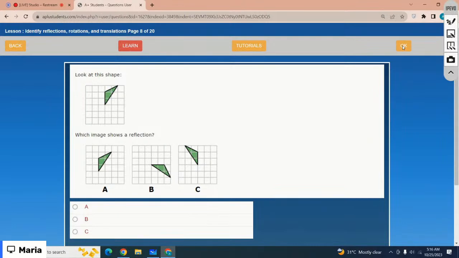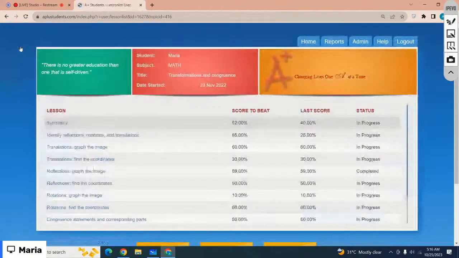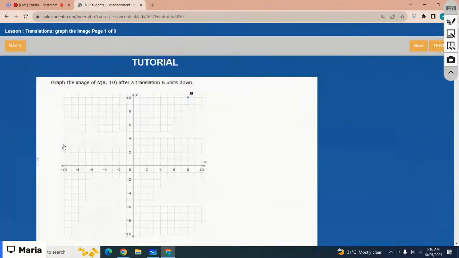Okay, you can complete the lesson by yourself later today. Let me just move on to the next lesson. The next lesson is translations. Graph the image. Okay, graph the point N 8, 10 after a translation 6 units down, right? So you need to move point N 6 units down.